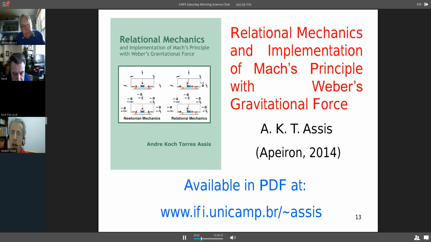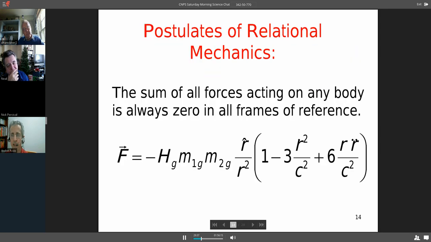So, relational mechanics is a different theory which implements Mach's principle. It's not Newtonian theory, and it's not Einstein's theory of relativity. It is a different theory. What is it all about? It is based on two postulates. One, the sum of all forces acting on any body is always zero in all frames of reference.